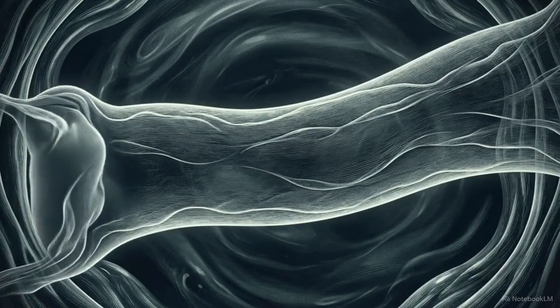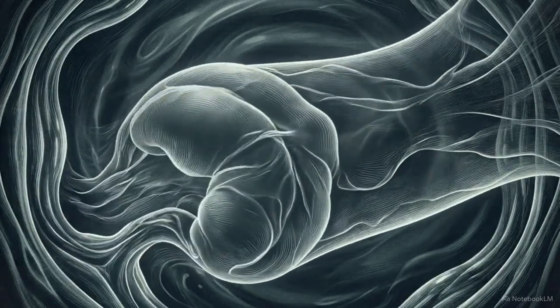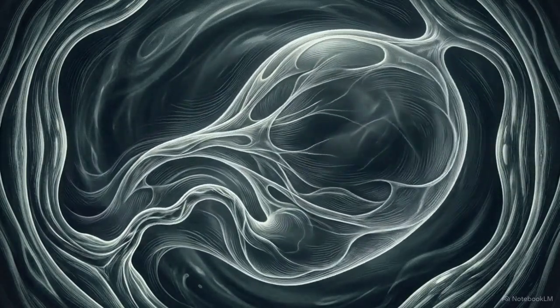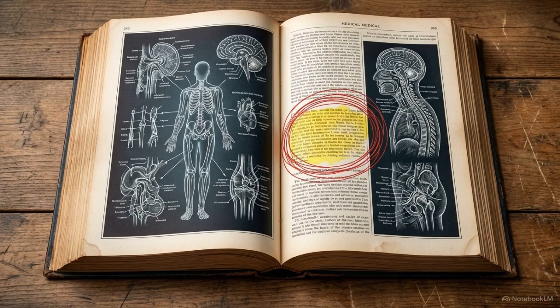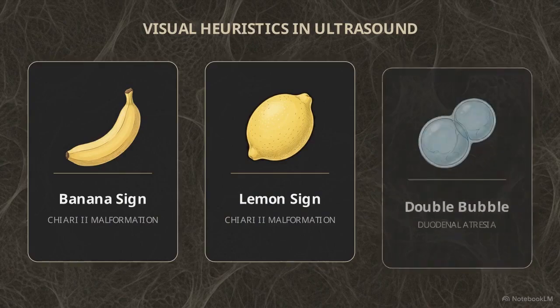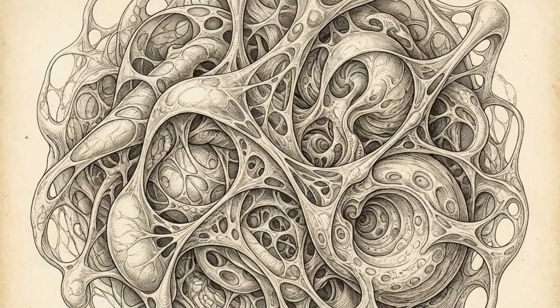A fetal ultrasound provides a real-time observation of pressure gradients and fluid dynamics. We are watching a live mechanical system in motion. Medical training frequently reduces complex developmental pathologies into a series of simplified visual buzzwords. Students are taught to scan for the banana sign, the lemon sign, or the double bubble. Relying on rote memorization of these specific shapes fails immediately when an anomaly presents in a non-standard variation.